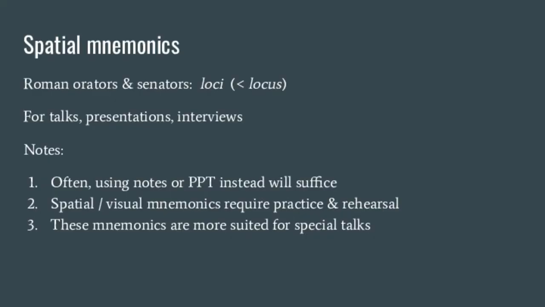So if you find yourself in this situation someday, a talk you have to give, a special public speaking event, you can use an ancient spatial mnemonic that goes back to ancient Roman senators and orators, that is, professional speakers. What they called in Latin, they pronounced it loci, that's from locus, like location. Loci means places, locations. Or you might use this word in modern English in certain technical mathematical contexts. Latin, it's loci. It just means places. So this is how Roman senators and orators would memorize an important talk.